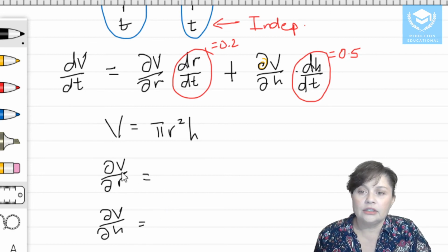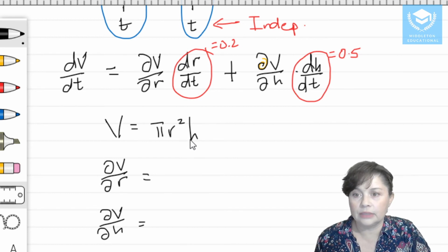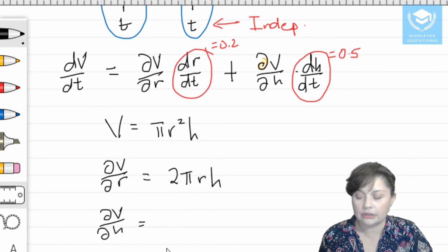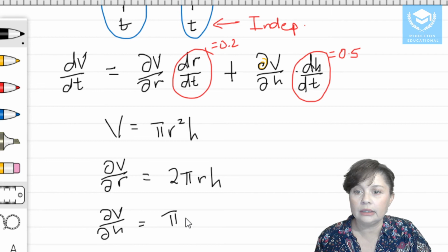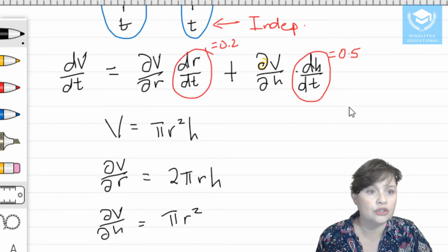Okay? So dV/dr is where you assume that h is constant. Which means you are differentiating with respect to r. So it's just going to be 2 pi r times h. The partial derivative of V with respect to h is where your r is assumed to be constant. So then that is just going to be pi r squared. Okay, so now you've got expressions for the partial derivative dV/dr, and the partial derivative dV/dh, and you can substitute them into your equation over here.